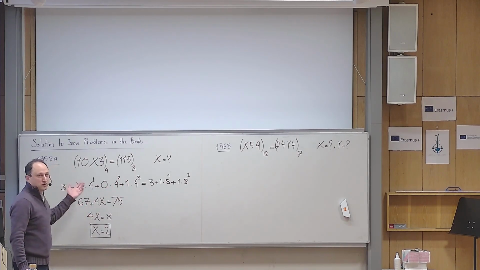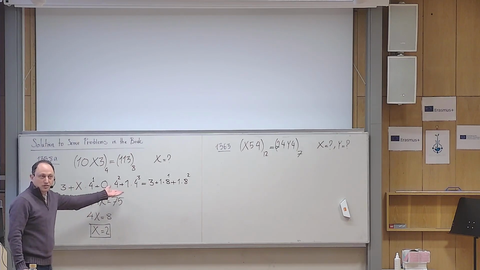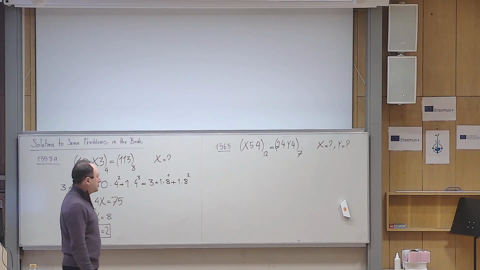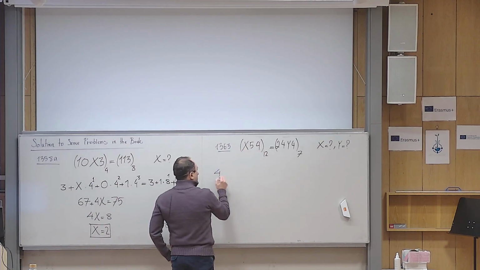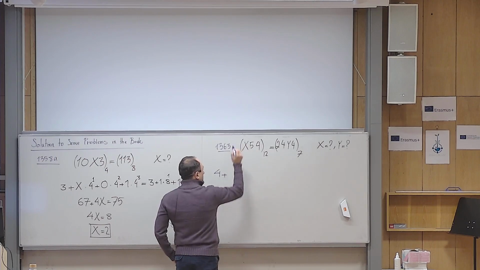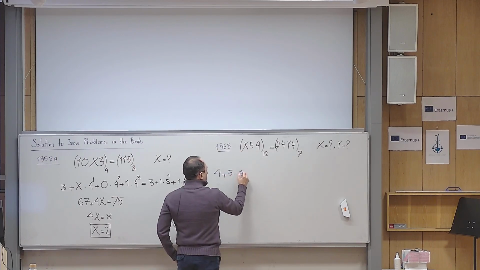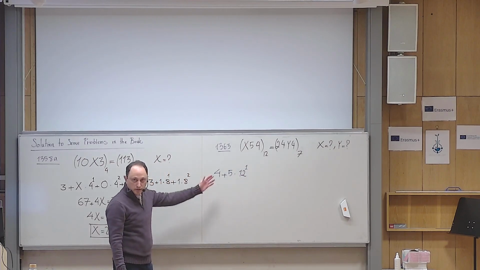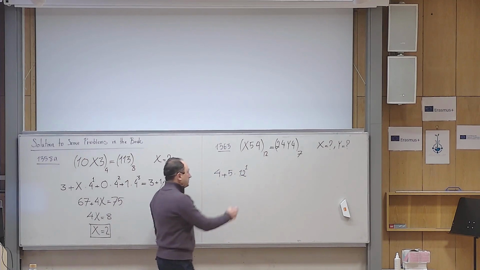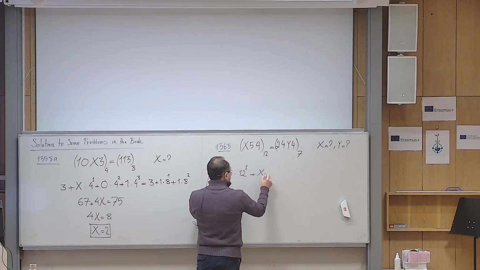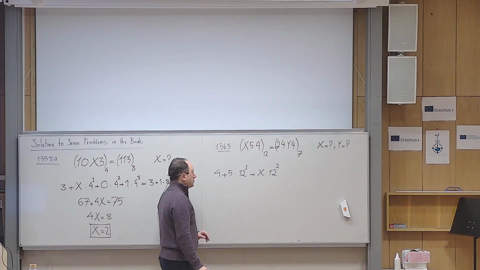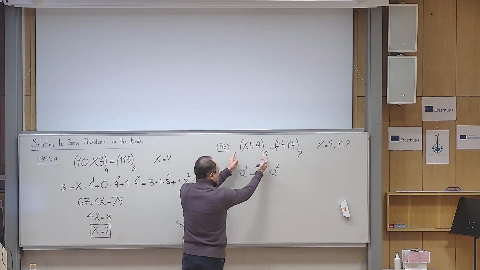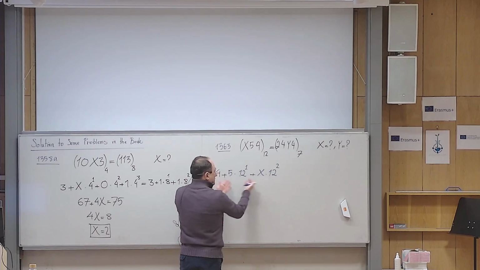There's only one way to solve these problems, and that is usually starting from the definition of the base. So I will take the first digit plus the second digit multiplied by the first power of the base. Do you remember this expansion? Yes? And then I go to the next one, x multiplied by 12 to the power of 2. That is by definition.